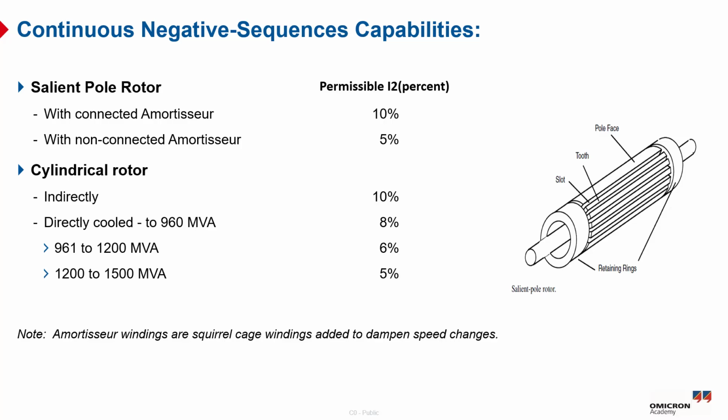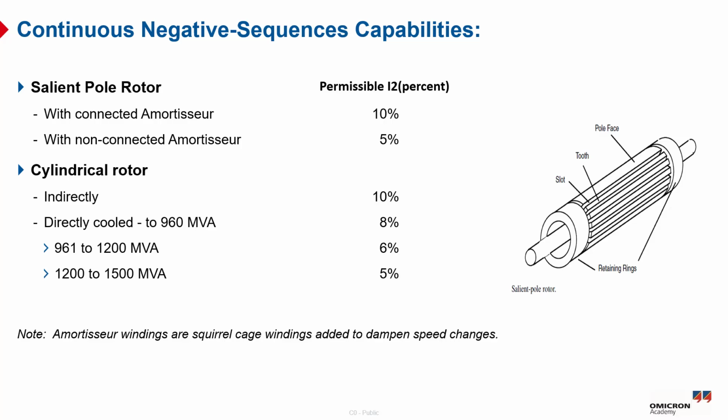Moving to the cylindrical rotors, the limits vary with the cooling and the machine size. Indirectly cooled machines can tolerate around 10%, while the directly cooled machines have lower limits: about 8% up to 960 megavolt ampere, 6% for the rating between 961 and 1200 megavolt ampere, and 5% for very large machines above 1200 megavolt ampere.